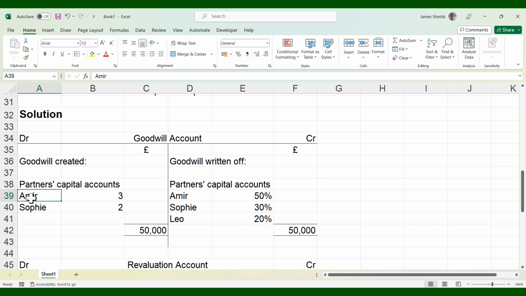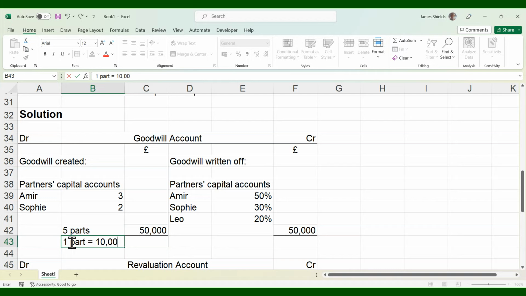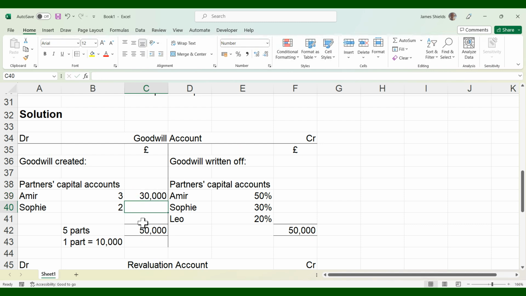So Mia gets 3 parts, and Sophie gets 2 parts. So in total, we've got 5 parts. Just make a little note of that, 5 parts. So 5 parts is going to be equal to £50,000. That means 1 part will equal 50,000 divided by 5, which would then be £10,000. So Mia's got 3 parts, so Mia will get £30,000. Sophie, 2 parts, will get £20,000.